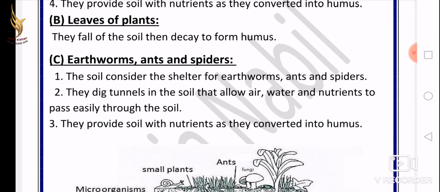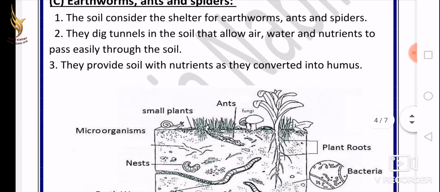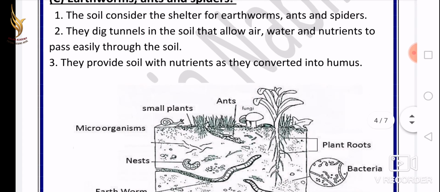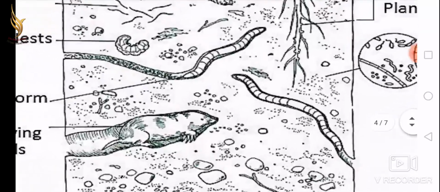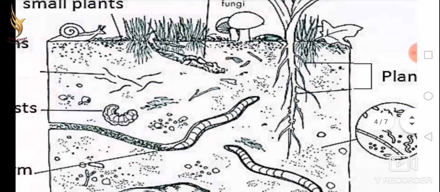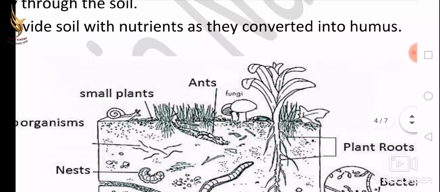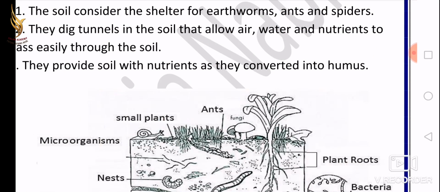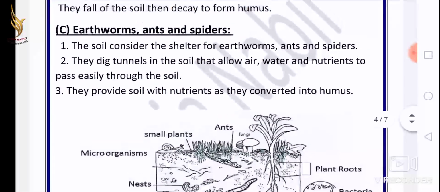Okay, the soil is considered a shelter for earthworms and spiders. These earthworms and spiders dig tunnels in the soil. Look at this picture. Look at the earthworms. Okay, they dig tunnels. Tunnels mean holes. They dig tunnels in the soil. These tunnels allow air and water and nutrients to pass easily through the soil.